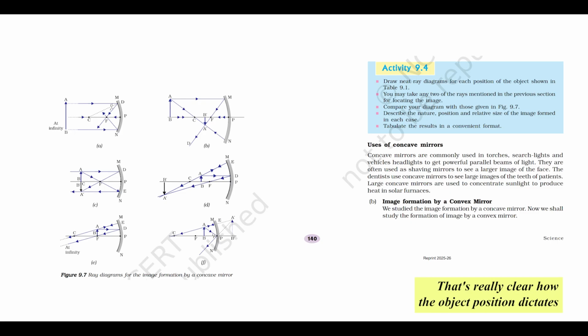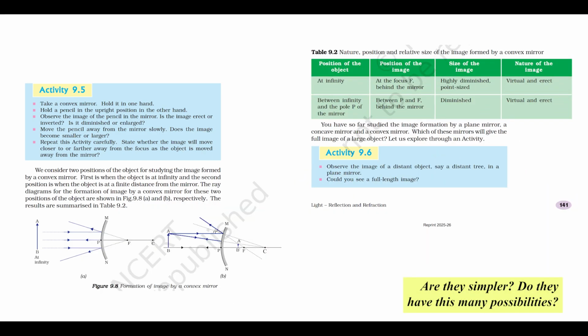That's really clear how the object position dictates the image and the use. Concave mirrors are quite versatile. What about convex mirrors? Are they simpler? Do they have this many possibilities? Good question. Convex mirrors are indeed much simpler in terms of image formation. Remember activity 9.5, looking at a pencil? Yeah, I think it was always upright and smaller, right? Exactly. That's the key takeaway. Convex mirrors behave very consistently.